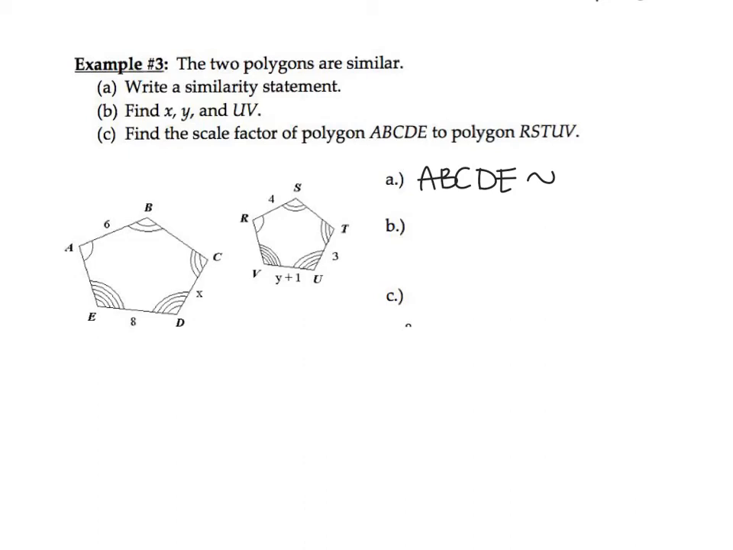A and R are congruent. So we're going to start with R. Then we know B and S. Then C and T. D and U. And lastly, E and V.